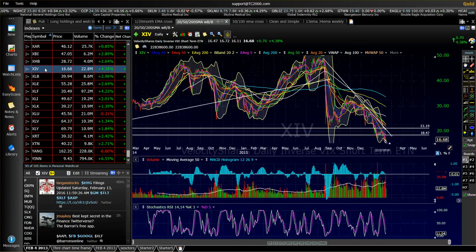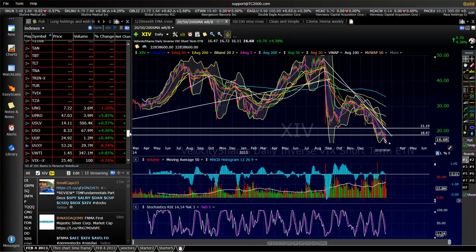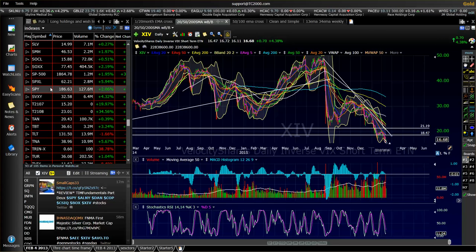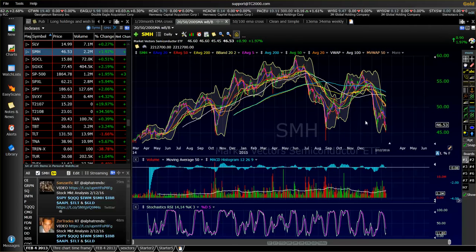So it's extremely important to know what's going on in a specific sector. If you're looking at taking a stock, let's say in the semiconductor sector, not only do you want to recognize what trend that stock is in, you want to recognize what trend the sector is in. So let's go to the SMH.